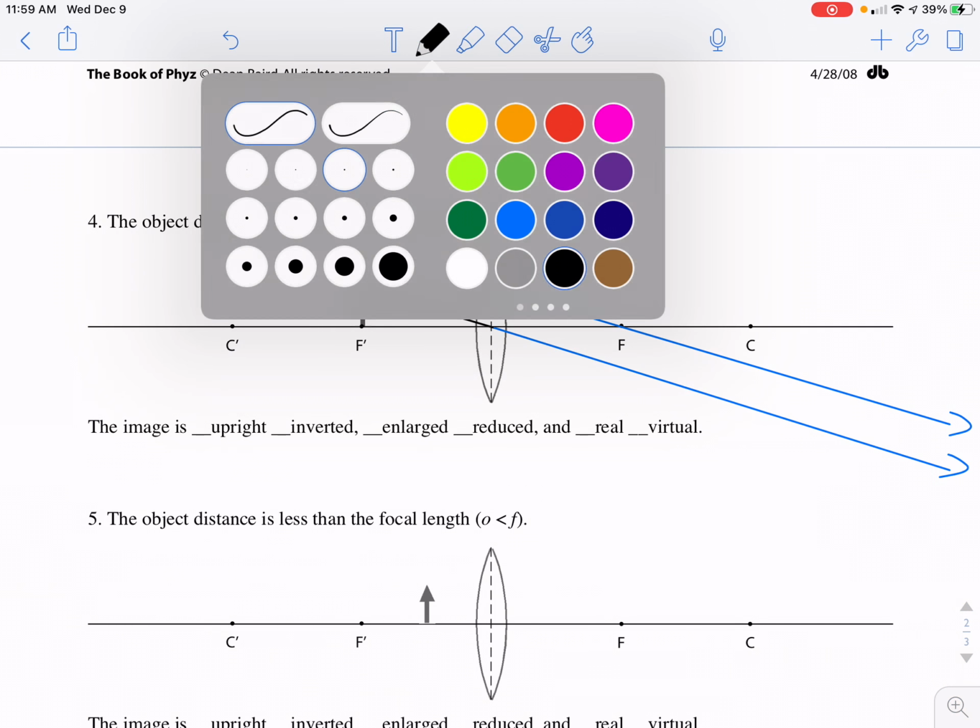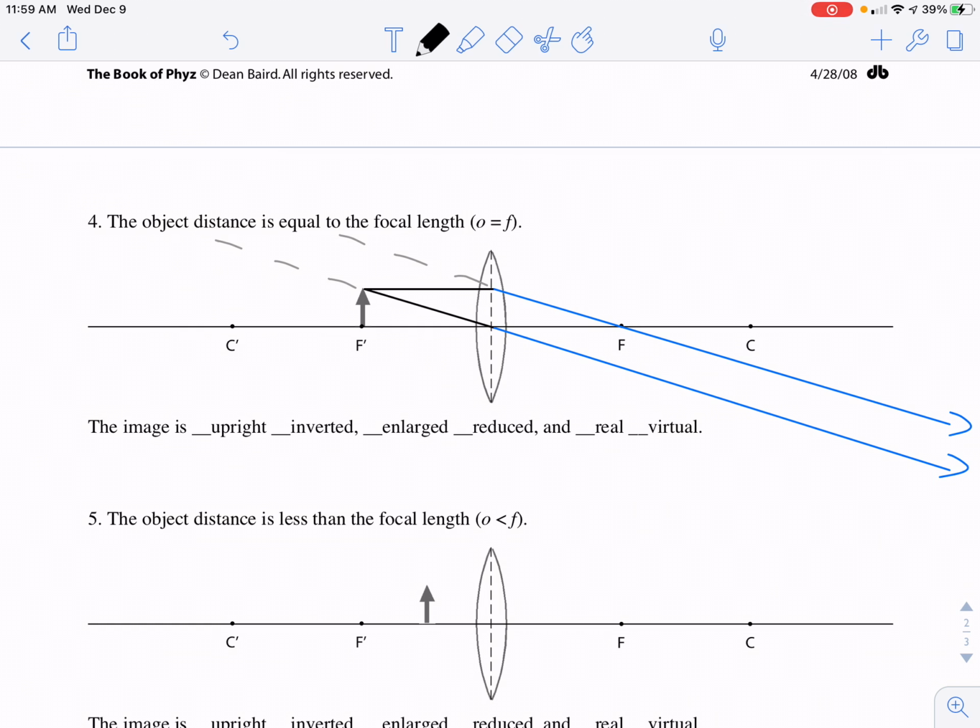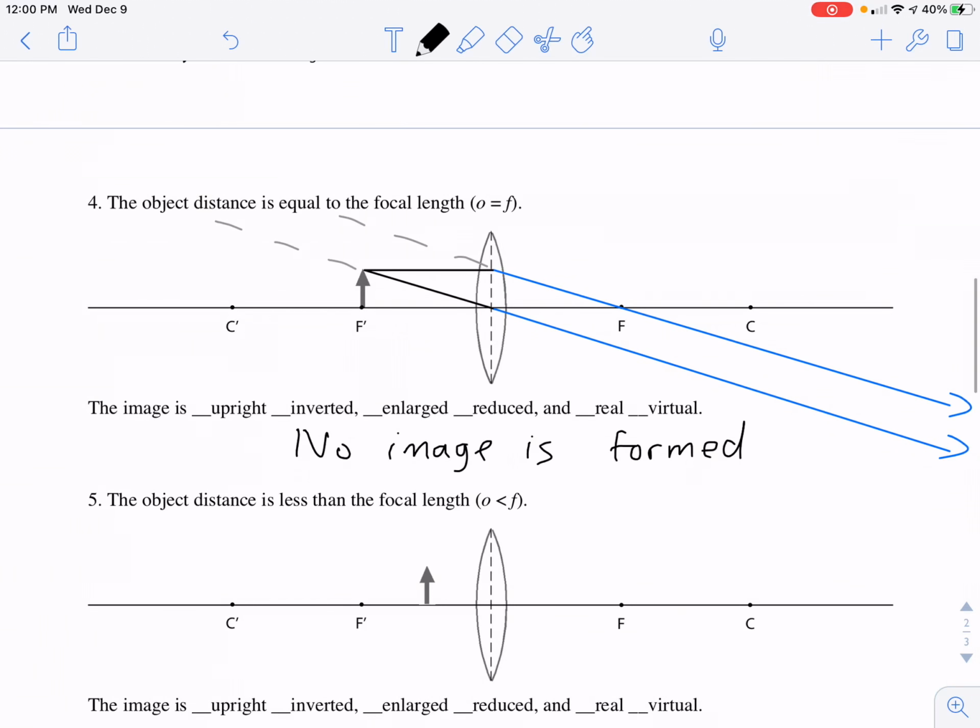This is a unique situation. You must have either refracting rays intersect or you must have back rays intersect in order to produce an image. Since no intersection occurs, no image is formed. This was similar to objects placed at the focal length in front of a concave mirror. We also saw a similar case where no image was formed.